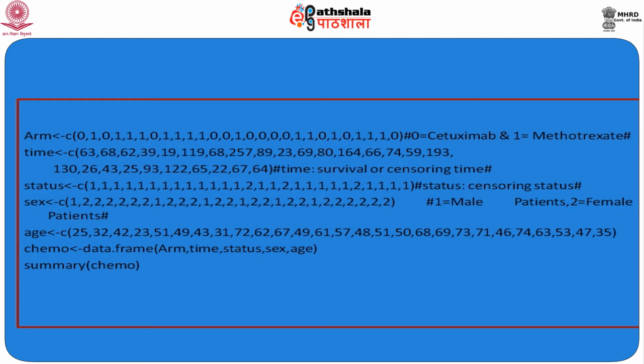Now coming to the third variable, status, again given as 1 or 2. If the patient is censored, then it is given as 1, otherwise it is given as 2. So a patient who died is given as 2 here. Now coming to the variable sex, it's given as 1 for male and 2 for female. Now coming to the age of the patient, that is considered at the study initiation. When they entered the study, at that time their age is considered, and age is in years, like 25 years, 32, 42, 23.